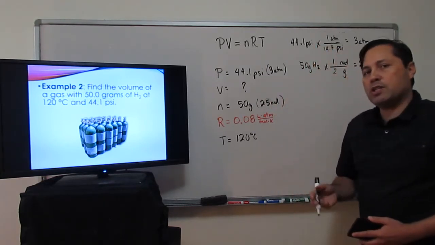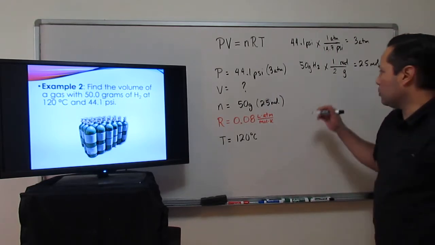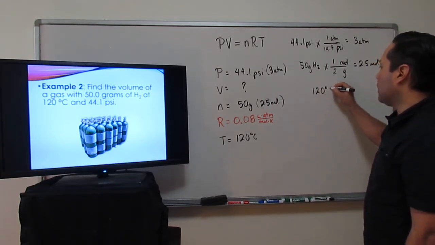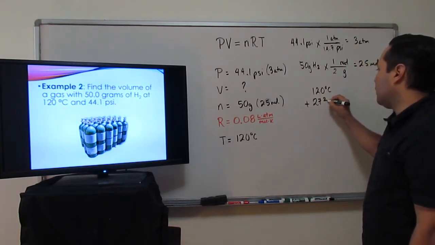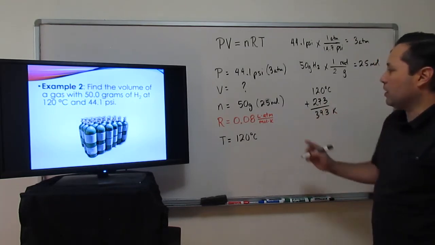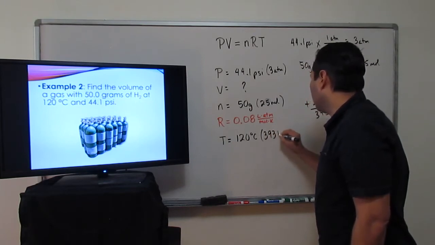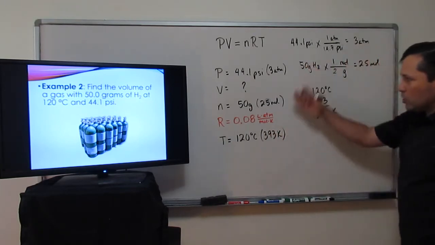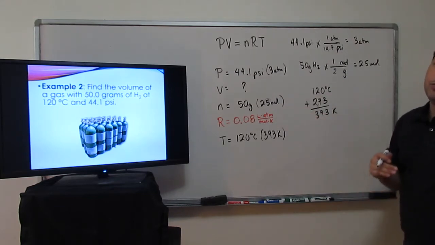Finally, the temperature. The temperature needs to be in Kelvin, not in Celsius. So we're going to take 120 Celsius, and to change it from Celsius to Kelvin, you add 273. So that gives us 393 Kelvin. That is the actual temperature. Great. So now we have it in the proper units: 3 atm, 25 moles, and 393 Kelvin.